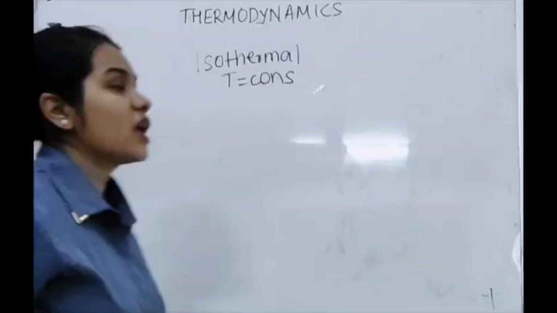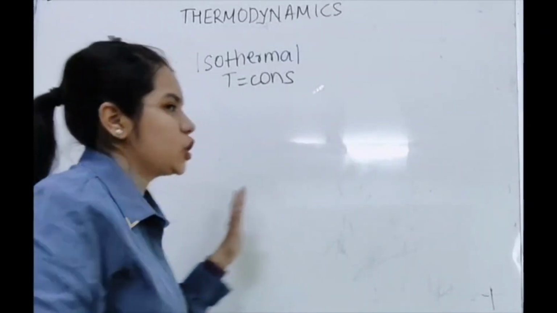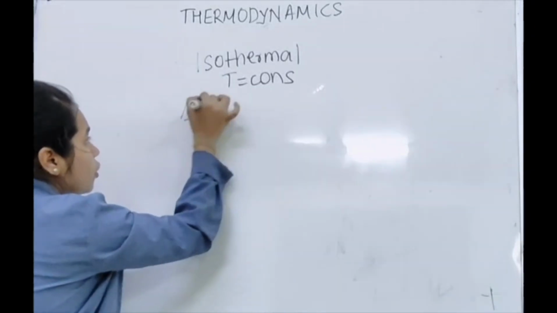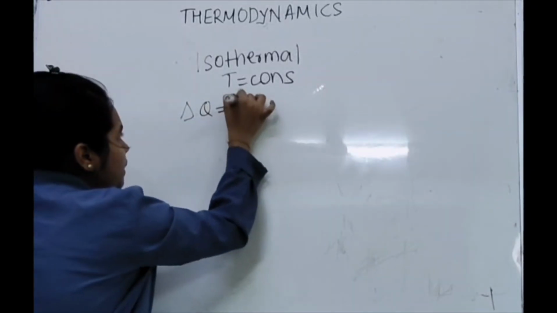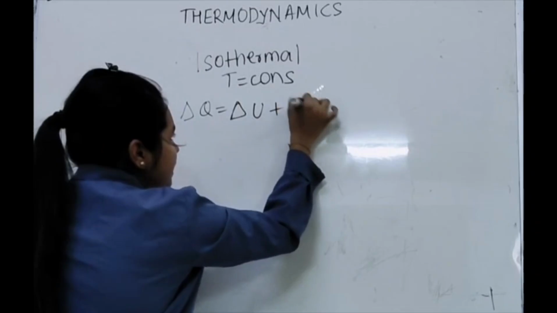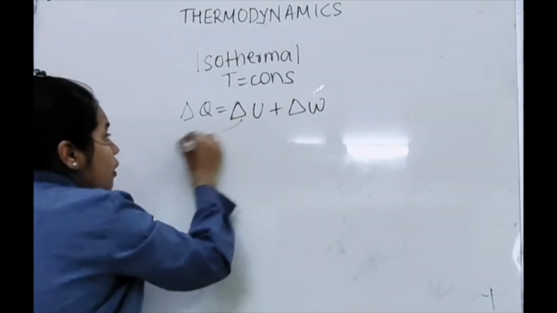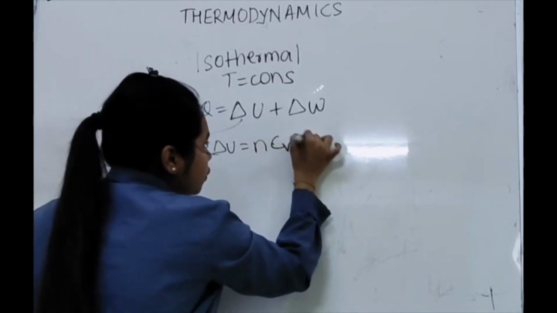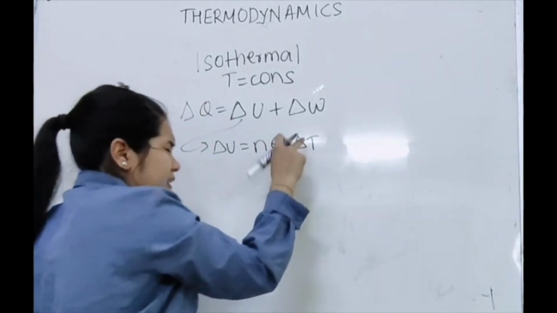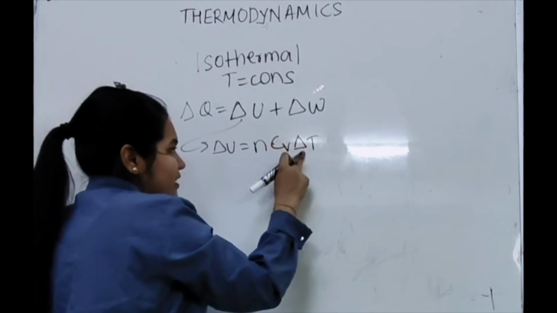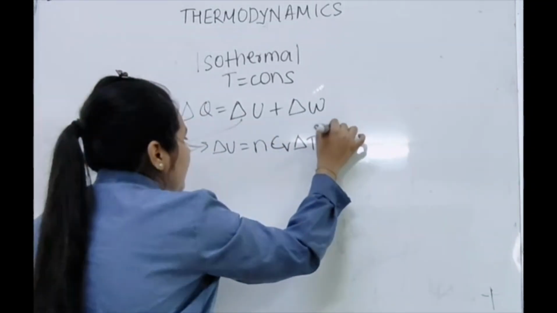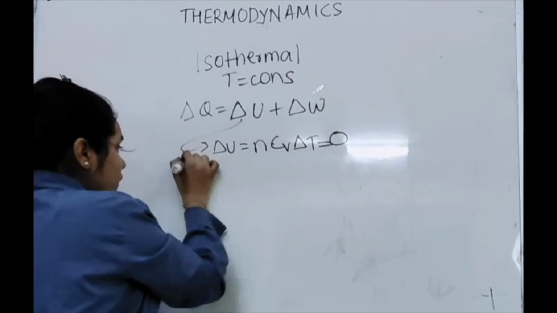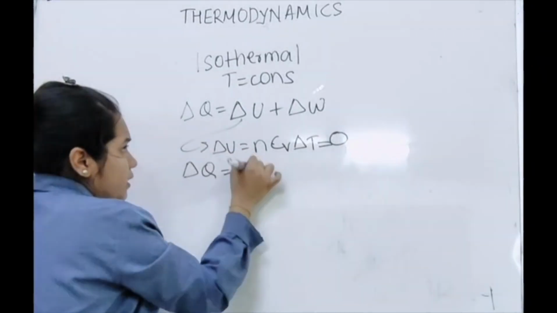We know in isothermal, T is constant. So according to the first law of thermodynamics, delta Q equals delta U plus delta W. Now delta U equals nCv delta T. Now here delta T is constant, that is 0. So delta U equals 0 and delta Q equals delta W.